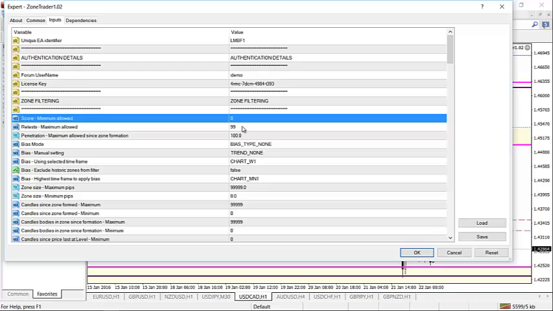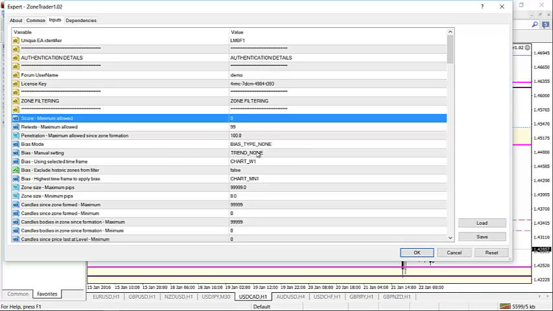By default it's left at 99, which pretty much says that you don't care how many times it retests, but in reality you may well want to reduce that down. The penetration, at the moment we're allowed 100% penetration, after which the zone will be stopped out anyway. But we may want to reduce that so that we don't consider any zones which have already been penetrated by at least 50% of its depth.